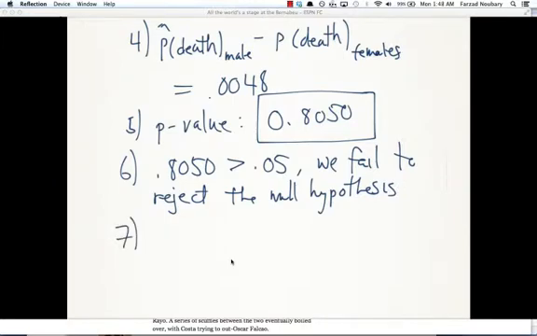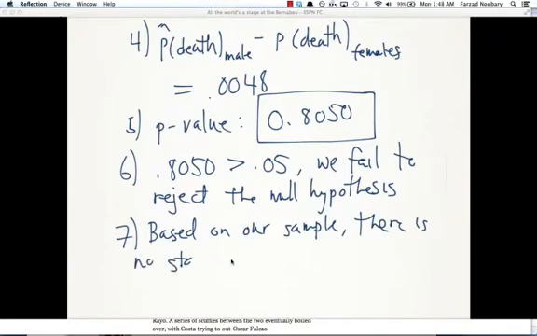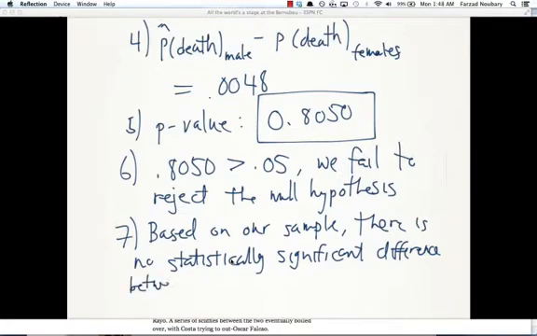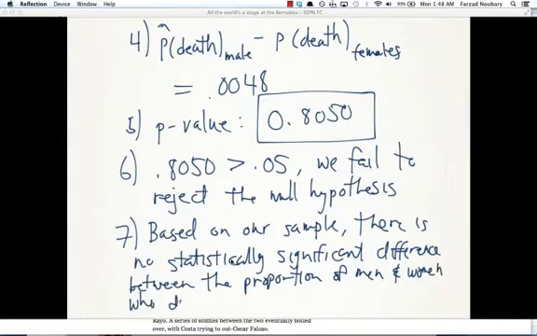So finally, in step seven, we reach our conclusion. We say that based on our sample, there is no statistically significant difference between the proportion of men and women who died on the study. Okay? This makes sense, right?